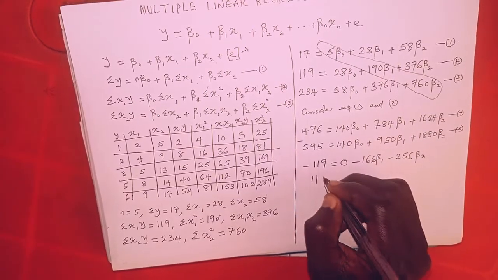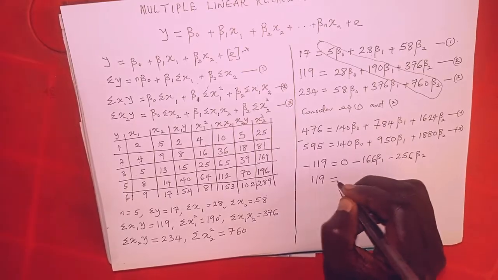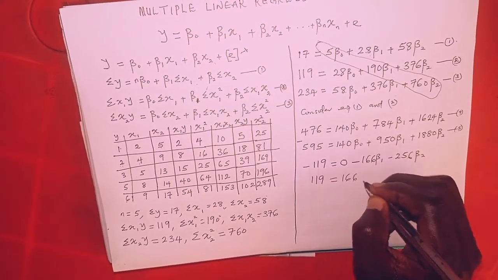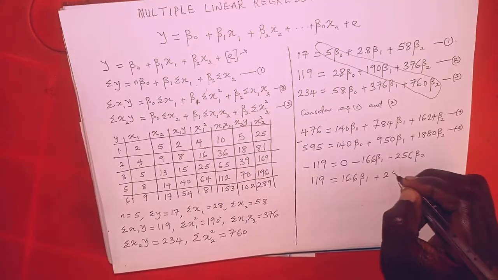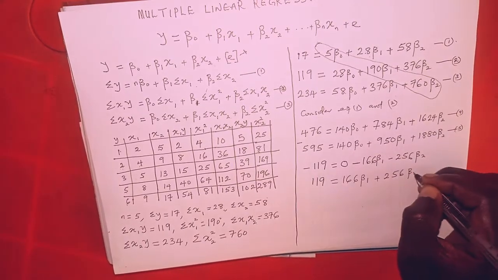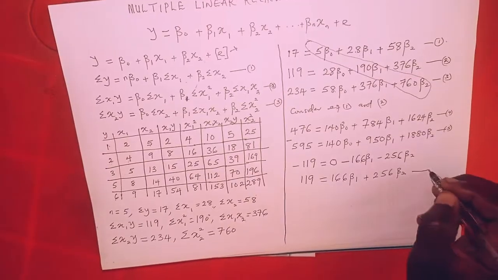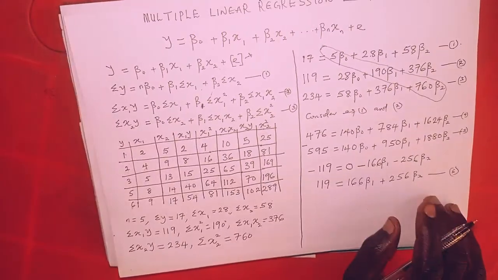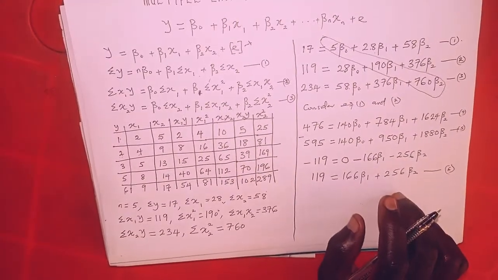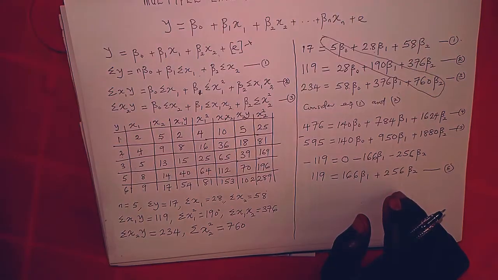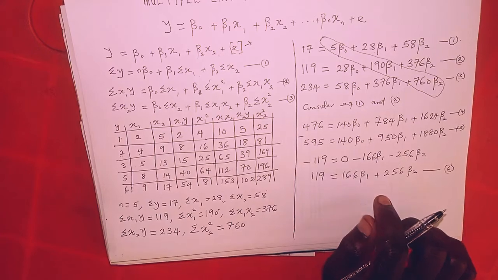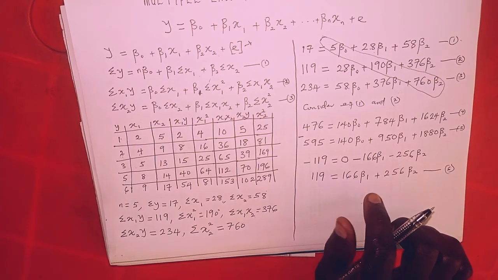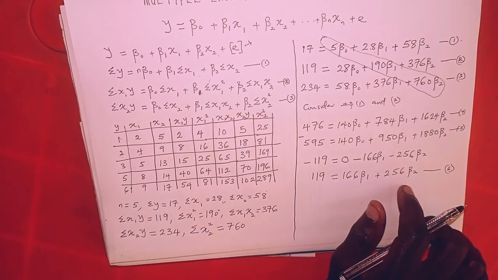So this negative here will eliminate all the negative. Therefore, we just have 119 equals to 166 beta 1 plus 256 beta 2. So let's say this is equation 6. You can see from this equation 6 now we are left with just two parameters. We've eliminated beta naught, so we only have beta 1 and beta 2.